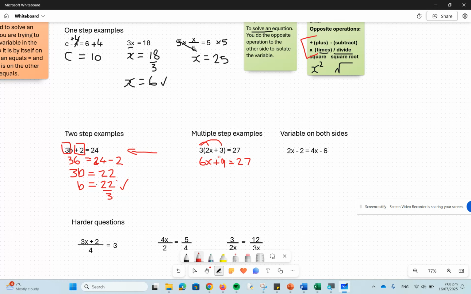So let's do the order of operations in reverse, and get rid of the plus 9 first. To do that, we're going to do the opposite to the other side. So instead of 27, we're going to go 27 minus 9. Remember the opposite operation. That means we're left with 6x by itself, because we got rid of the plus 9 by doing minus 9. I'll keep the equals there. So 27 minus 9 is 18.